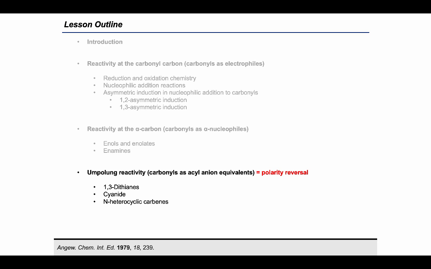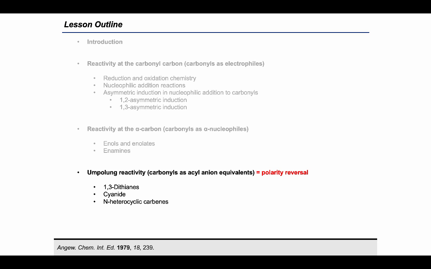Through Umpolung chemistry, carbonyl species can be employed as acyl anion equivalents, where the carbonyl carbon can be considered to possess a negative charge that will readily react with electrophilic species. We'll look at two general ways to achieve this overall process. The first is a stoichiometric method, using 1,3-dithiane protecting groups as Umpolung agents. The second is a catalytic approach, using cyanide-type Umpolung chemistry. This includes the use of cyanide anion itself, as well as N-heterocyclic carbene catalysts which react in a similar fashion to cyanide.